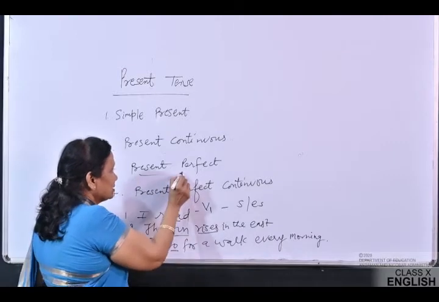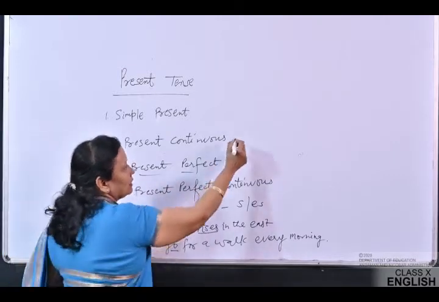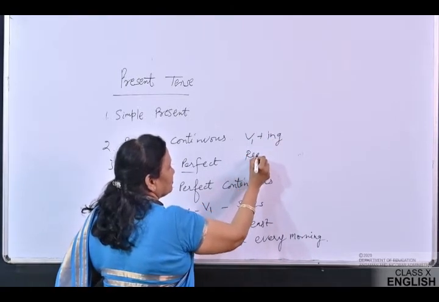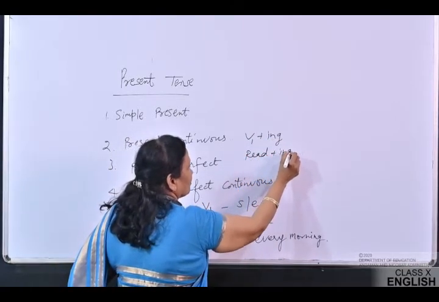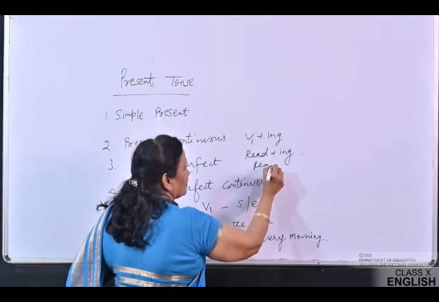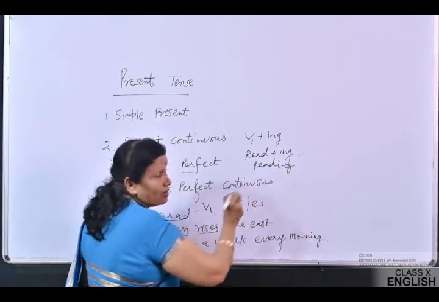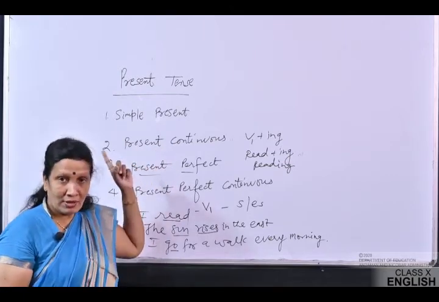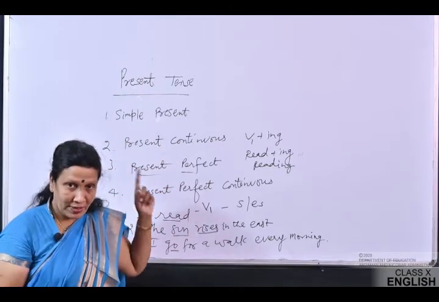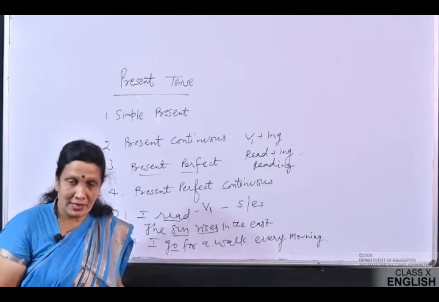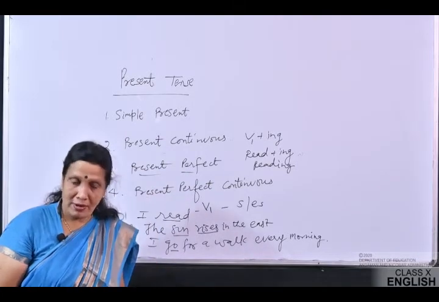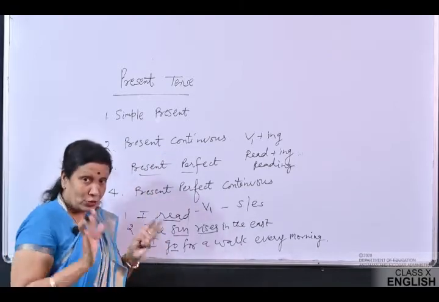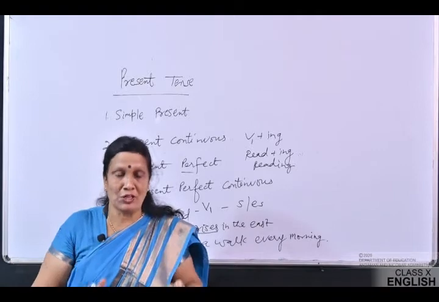Now the present perfect. So here we had learned the first form of the verb plus ing. Reading, talking, sleeping, playing. So here again is or are. The children are playing, the teacher is teaching in the class, I am reading Harry Potter these days. So that is present continuous.